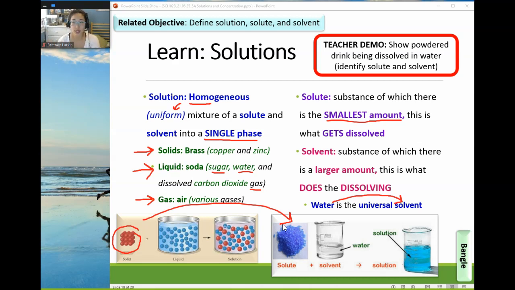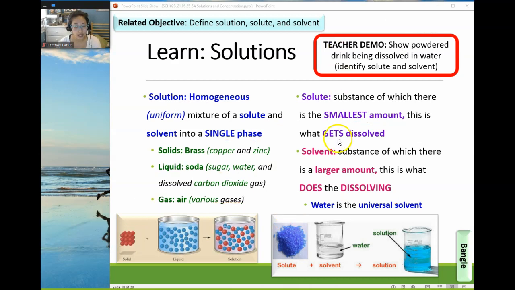Okay, so taking a look here, you should be able to identify what is the solute and the solvent. Again, the solute is what I have less of. So think to yourself, did I have less of the powder or less of the water? And then the solvent is what I have more of. So again, think about what I have more of, the powder or the water. Pause the video, continue playing, and we'll go over the answer in just a moment.